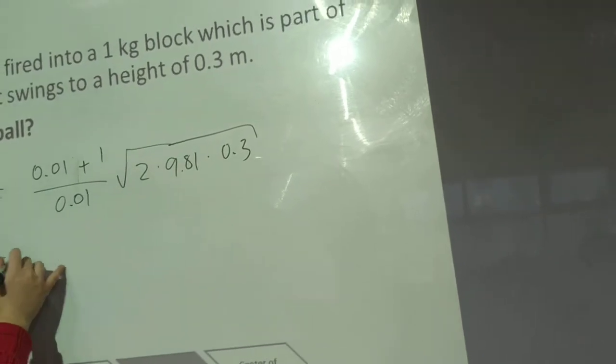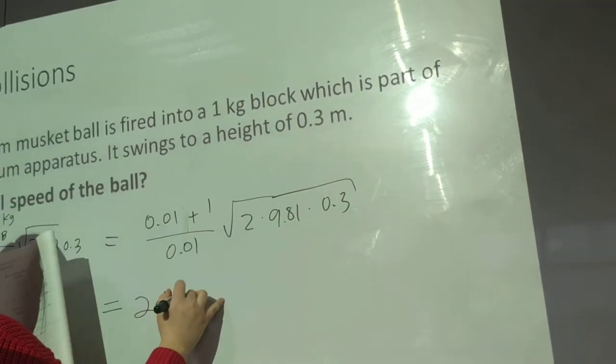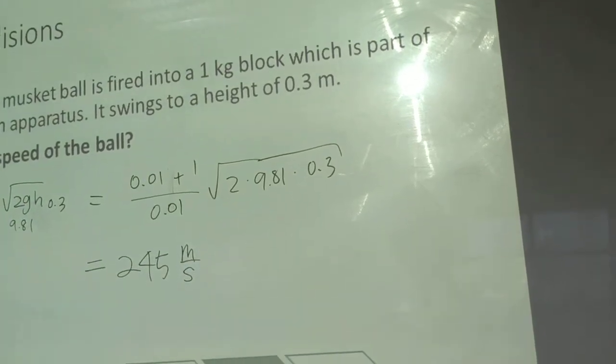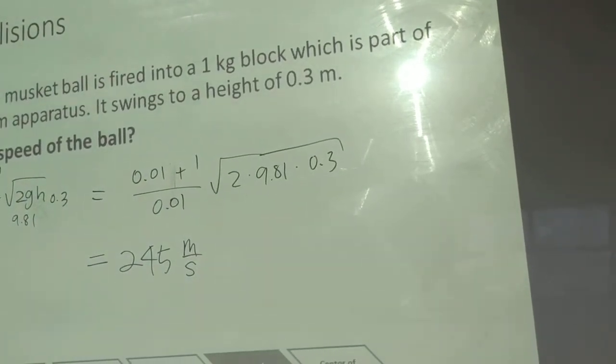you get that your initial projectile's velocity is 245 meters per second, which is pretty fast, and it should be pretty fast for that musket ball to embed itself.